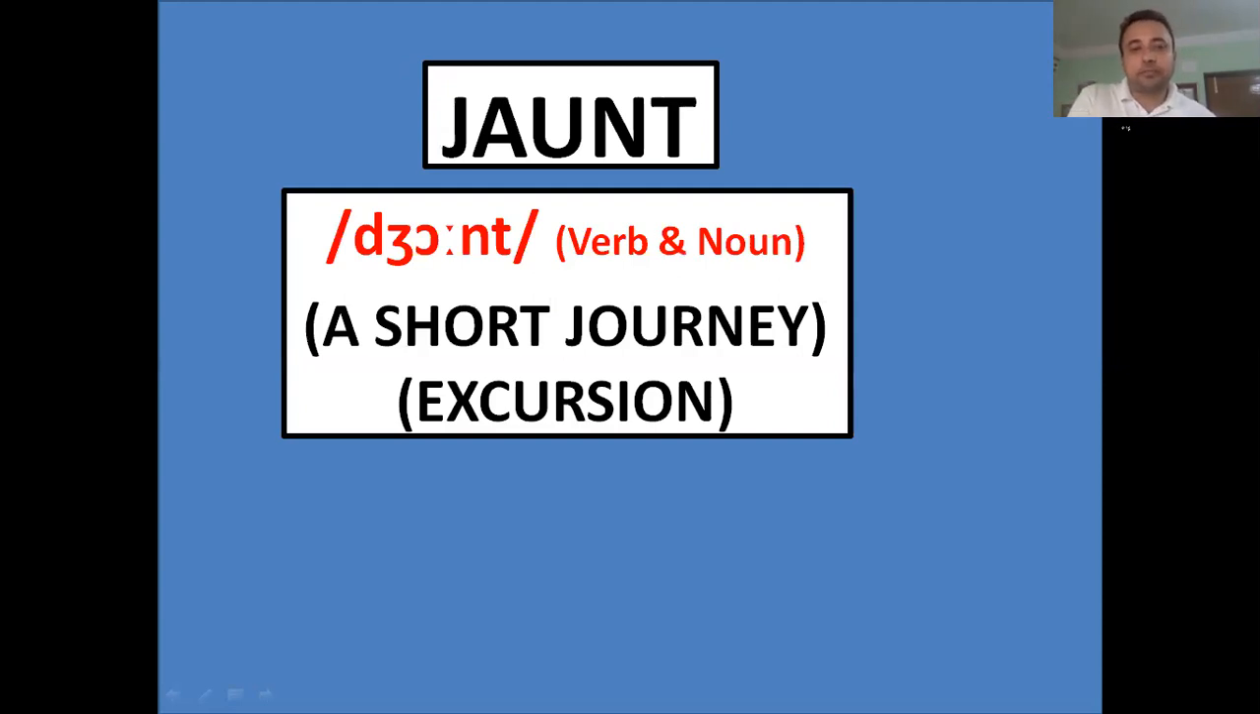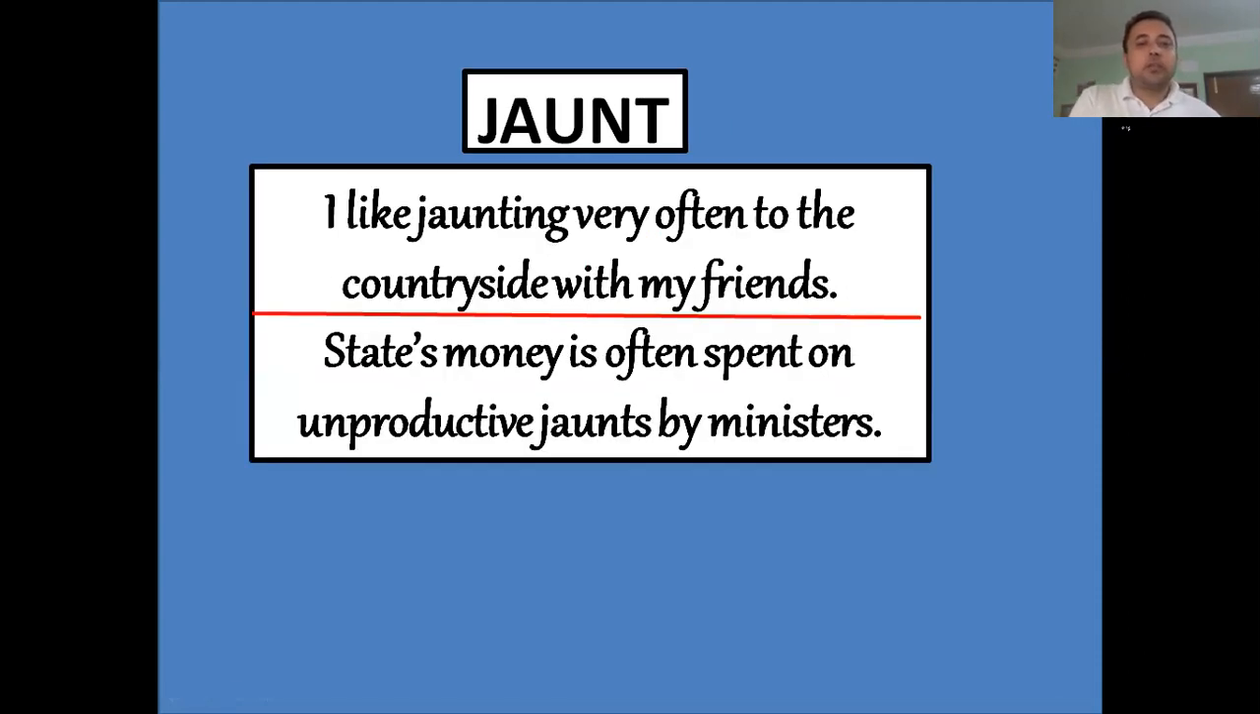Jaunt. Jaunt is both a verb and a noun, which can mean a short journey or excursion. Let's see how that's used. As a verb, I like jaunting very often to the countryside with my friends. And as a noun, state's money is often spent on unproductive jaunts by ministers. Right? 10 of them so far.